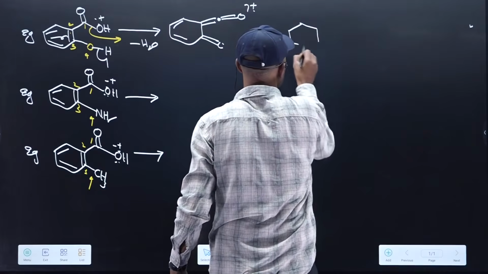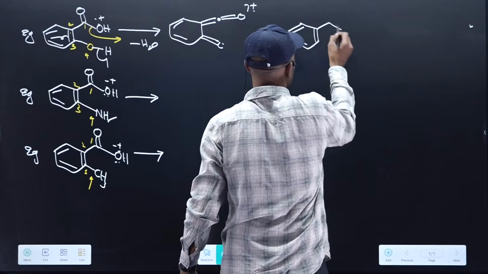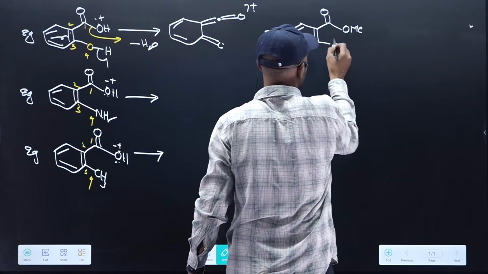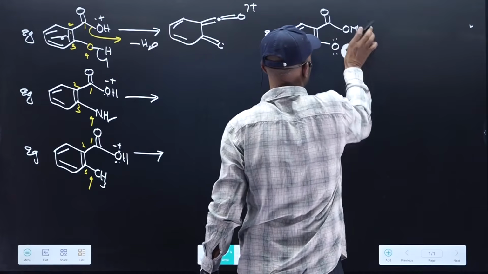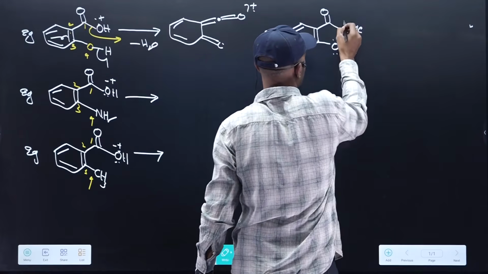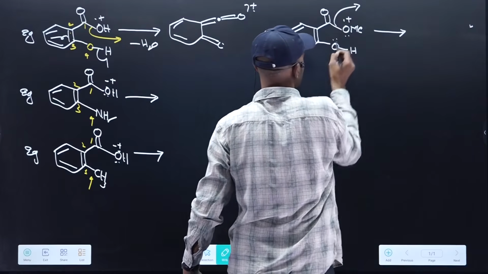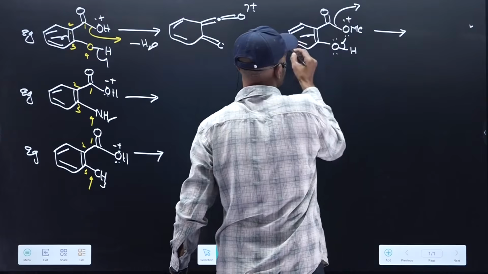So even esters are also possible to show this reaction. This is C double bond OMe and this is hydroxy. Here hydrogen, and here I am writing radical cation. So this is heterolytic fission, homolytic fission, homolytic fission.